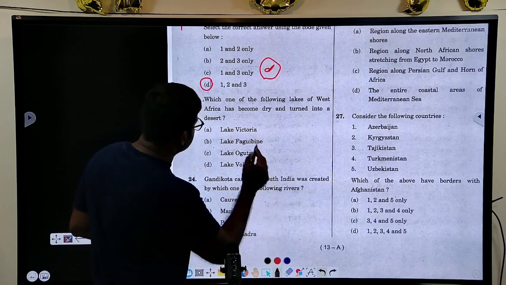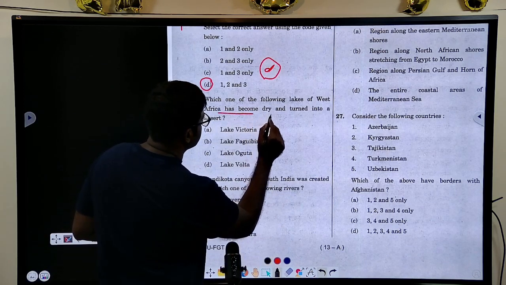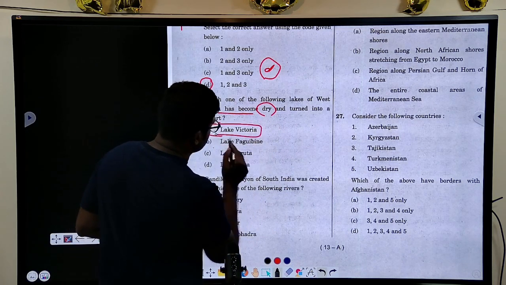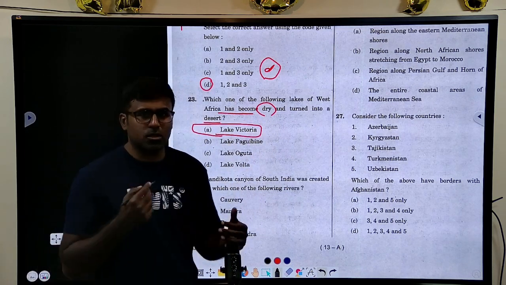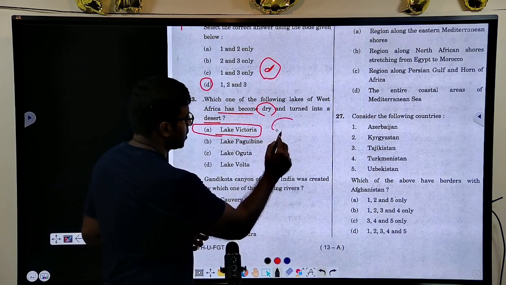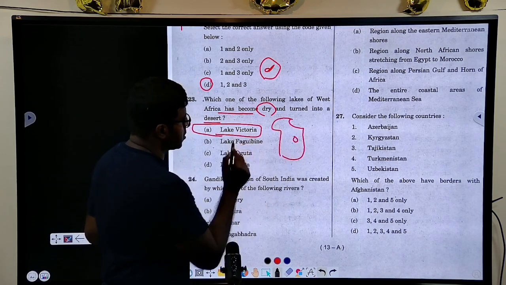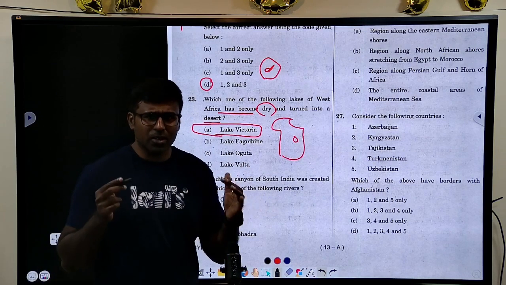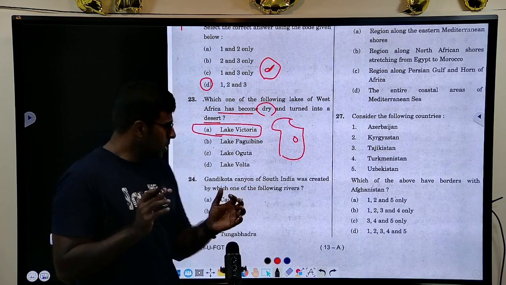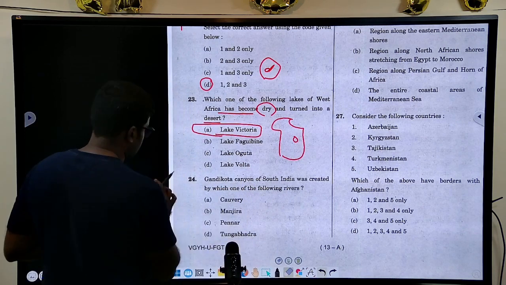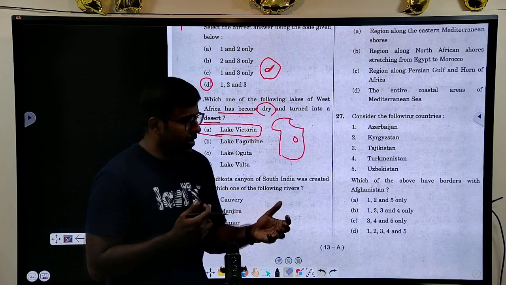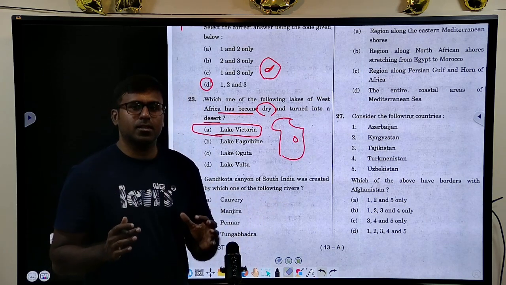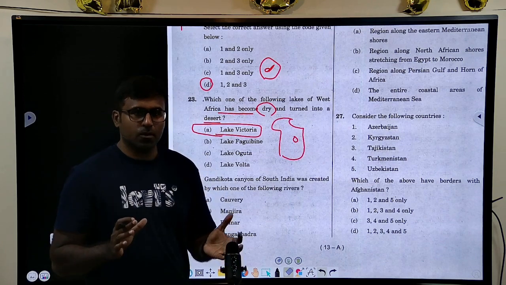And the next question: one of the following lakes became dry and turned into a desert. I don't think it is Lake Victoria. Lake Victoria is the lake associated with the origin of species, somewhere here. But I don't have any idea. If I don't have any idea, do not break your head. I feel that in this examination, the most important part is what to leave.